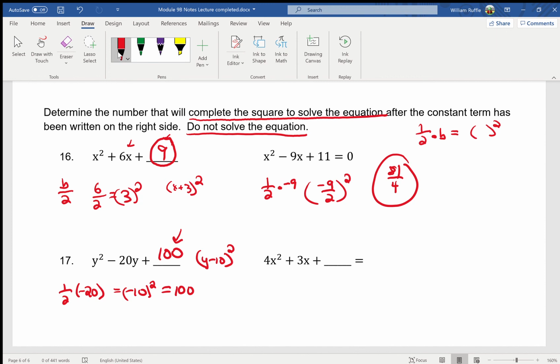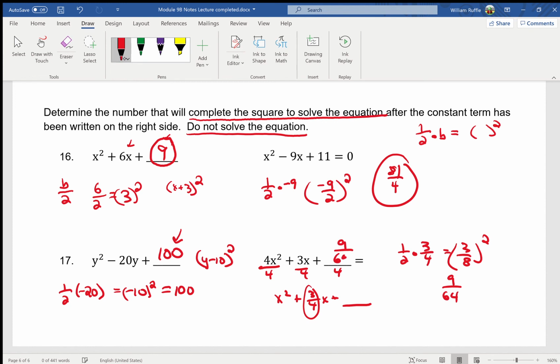And this last one, this is truly an evil one, because we have something attached to the x squared. So I got to divide everything by 4. So I get x squared plus 3/4 x plus, I don't know. And so now, what I have to do is find half of 3/4. So I got to do 1/2 times 3/4, which is 3/8. Then I got to square it. So that is 9/64. So 9 over 64 is my answer here.